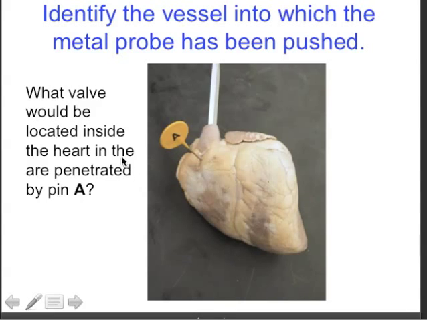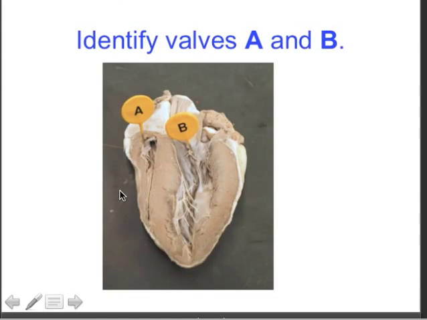What valve would be located inside the heart in the area penetrated by pin A? Well, we're penetrating the pulmonary trunk, so we would penetrate the pulmonary semilunar valve there.